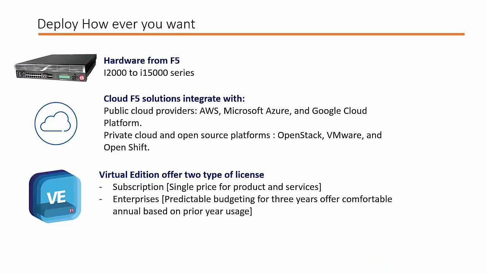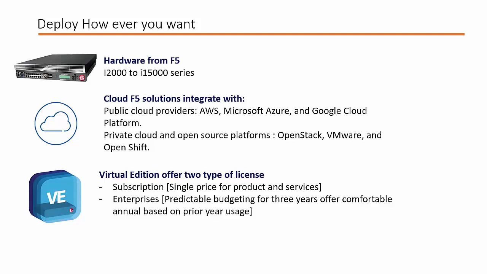You can deploy F5 as a hardware appliance, as a virtual edition, or in a cloud service provider. Hardware offered from F5 has a wide range of models to meet enterprises' loads, starting from the i2000 to i15000 series. So based upon the quantity of traffic, you can choose one of the products from the series. F5 offers further flexibility. You can integrate the solutions with public cloud providers like Amazon, Microsoft Azure, and Google Cloud Platform, and private cloud and open source platforms such as OpenStack, VMware, and OpenShift are also supported.